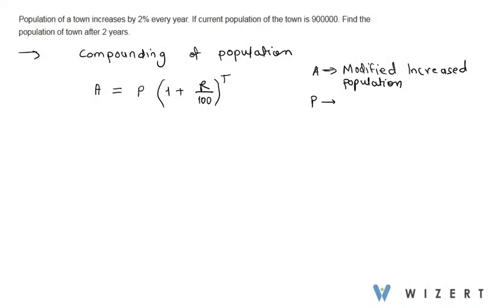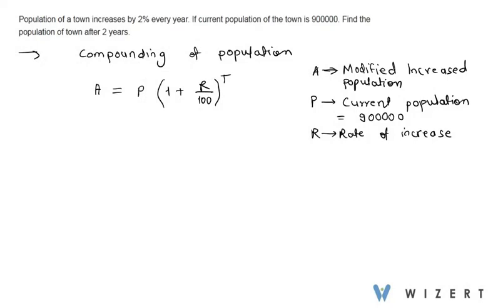Principal here is representing current population, which is given as 9 lakh. R is rate of increase in population, which is given as 2% per annum, and time is given as 2 years. We have to find the increase in population in 2 years. So to find increased population, we have to simply put the values here.